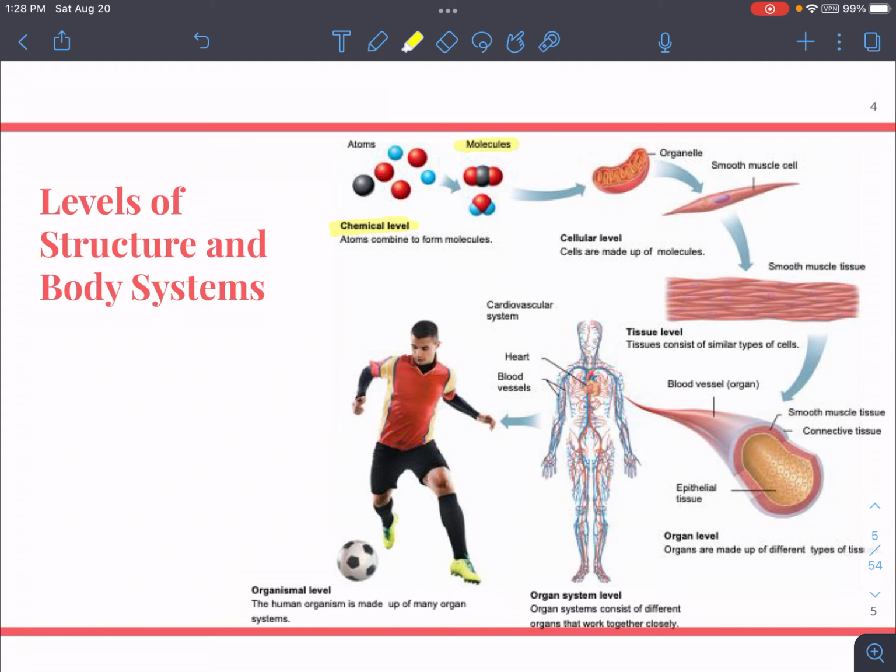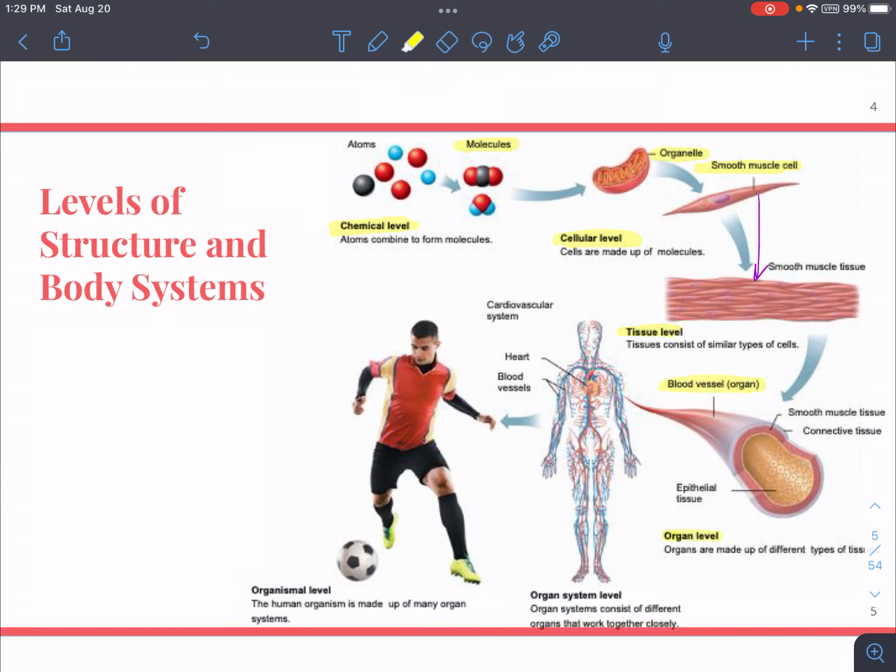Now those molecules form different organelles in the cellular level. We're going to look at that. So we have a smooth muscle cell here. Have one individual cell that goes and creates a whole layer of tissue for smooth muscle tissue. There's lots of different kinds of tissue. We're going to spend some time working on the many different kinds of tissue. Smooth muscle is one of those types of tissues you can find in blood vessels.